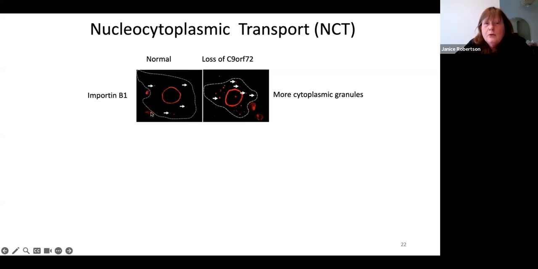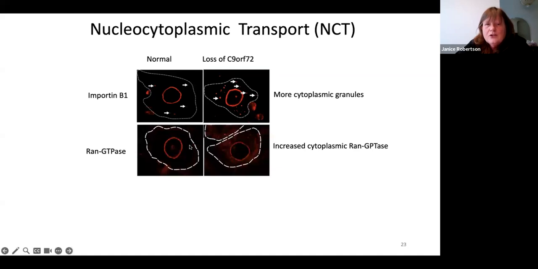And so this is a motor neuron in the spinal cord of a mouse, and it's labeled with importin beta. And I hope you can see here that when you do not have C9orf72, you get all these granules here. So the nuclear membrane is here, and then importin beta shouldn't be here in these levels. But if you don't have C9orf72, then it's causing a disruption of importin beta, which is a protein that's important for nucleocytoplasmic transport. The other protein that we looked at was RAN-GTPase.